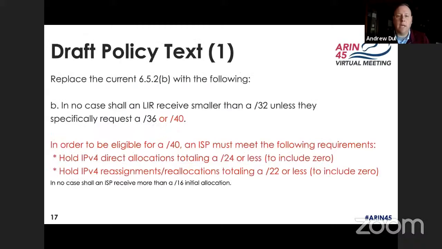Next slide, please. This is the draft text. The changed text is in red here for those who have the color in front of them. What we do here is allow these small organizations to receive a /40, which would allow them to remain in the same category. To receive a /40, we also have two requirements here: you hold only a /24 of IPv4, and you have to also have less than a /22.